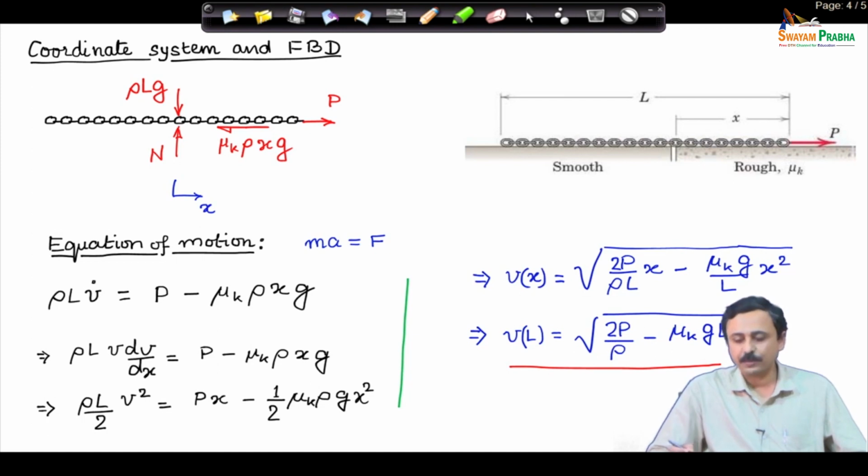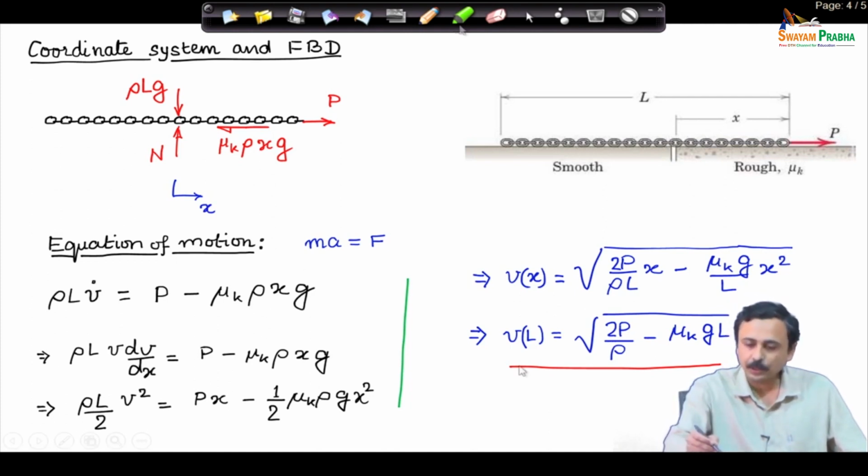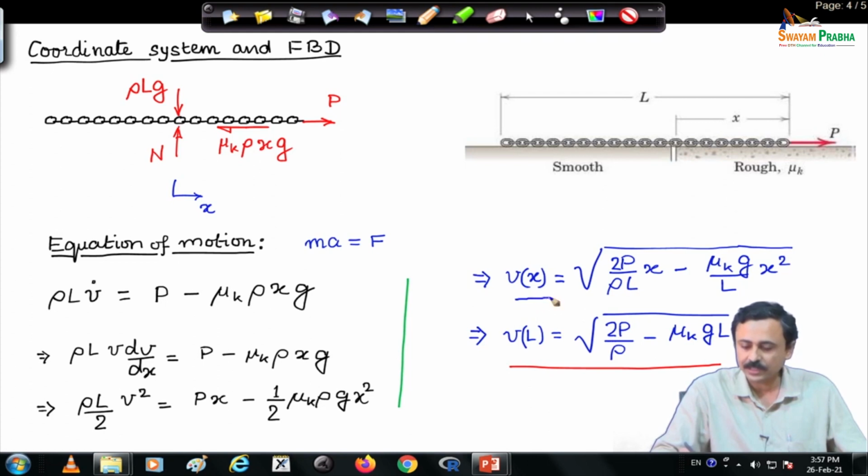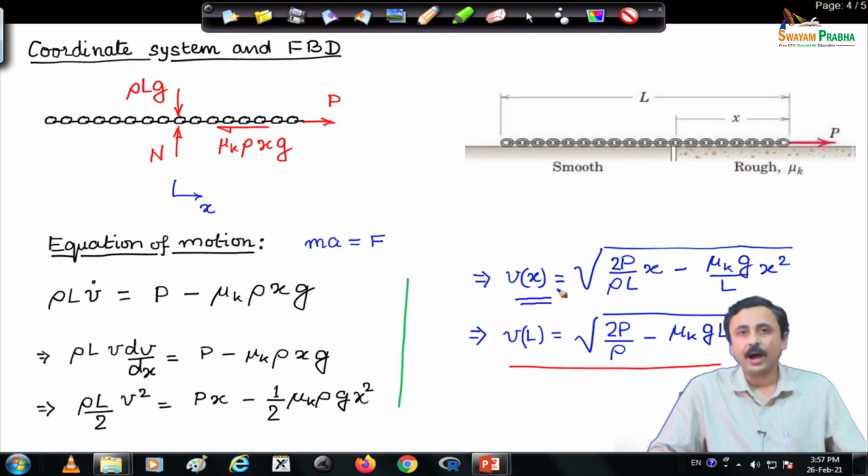Therefore, my velocity expression is this under root expression, straightforward algebra. Finally, the velocity at x equal to L, that is what we have to find out. This is the velocity for arbitrary x starting from x equal to 0 up to x equal to L. Therefore, if I substitute x equal to L in the expression of V x, that gives me the velocity when the whole chain has transferred to the rough side.